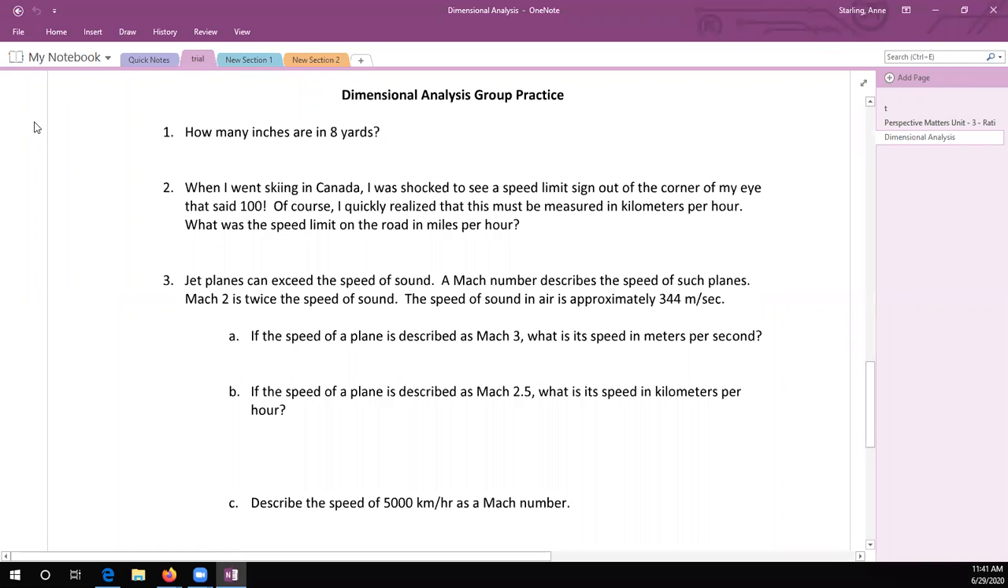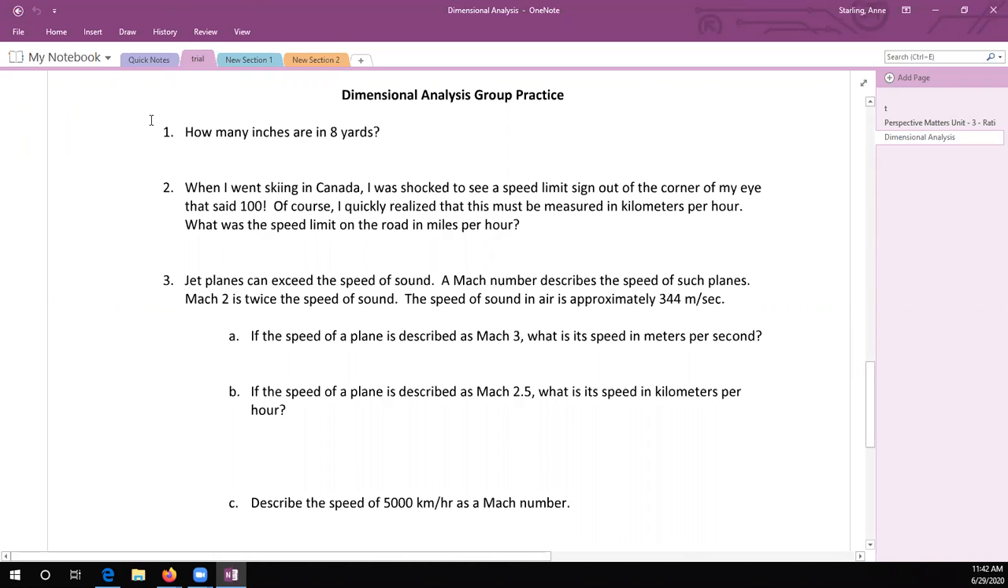Okay, here are the answers to the various group project questions for dimensional analysis. So the first one is how many inches are in 8 yards? What you want to try to do is maybe set up the fractions with your units first and then fill in the actual conversions to make sure things are canceling the way you think they should.